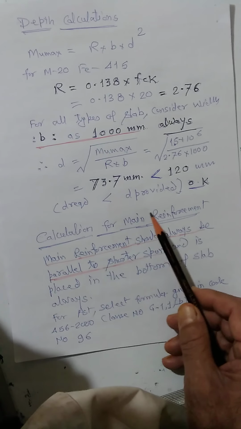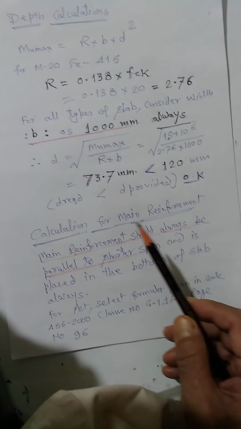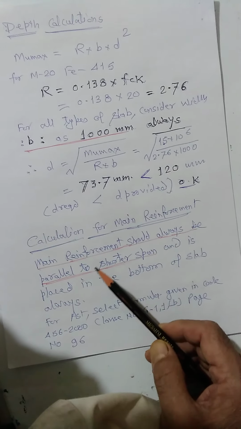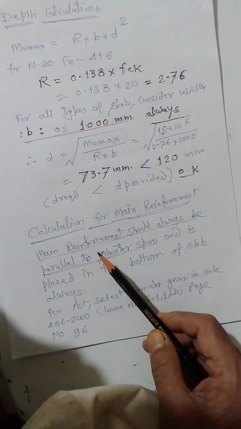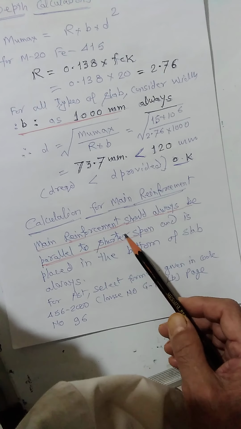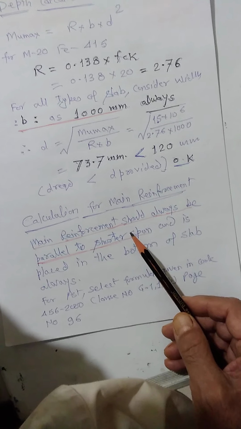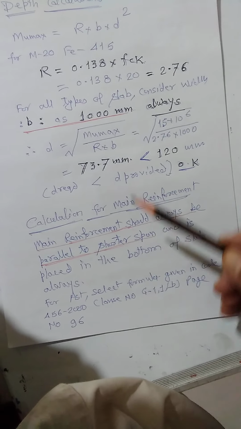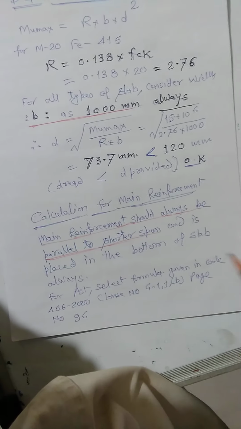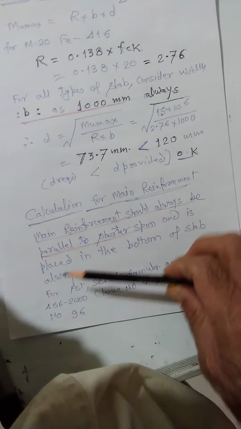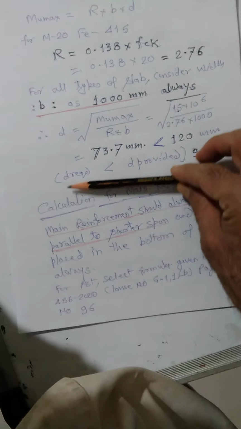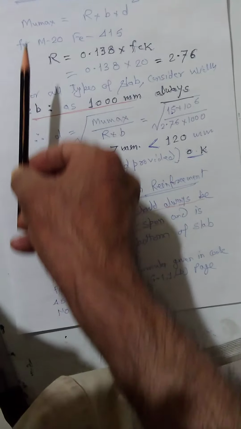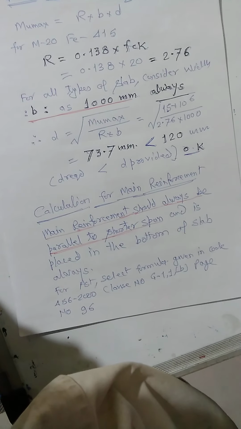Now calculation for the main reinforcement. But one thing that we always have to keep in mind is that main reinforcement shall always be parallel to the shorter span and placed in the bottom of the slab. So suppose this is the shorter span, this is the longer span. Main reinforcement is placed like this, and distribution reinforcement is placed over the shorter span, it will be like this.